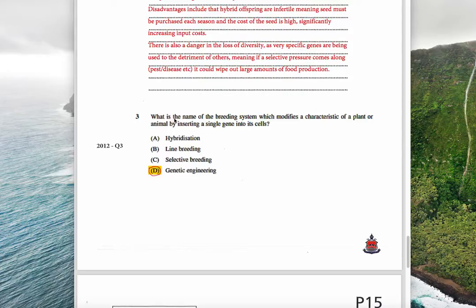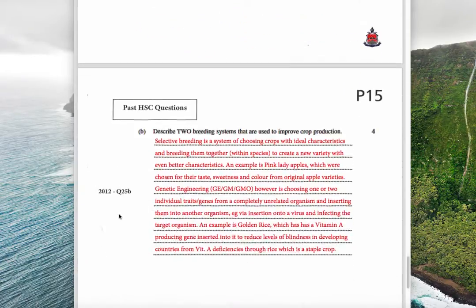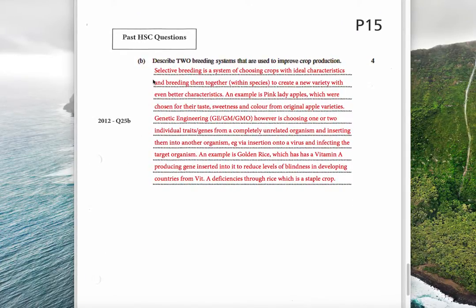What is the name of the breeding system which modifies a characteristic of a plant or animal by inserting a single gene into its cells? And the answer there is genetic engineering. This question described two breeding systems that are used to improve crop production. So selective breeding and genetic engineering is what I've chosen here. And we just have to describe it.